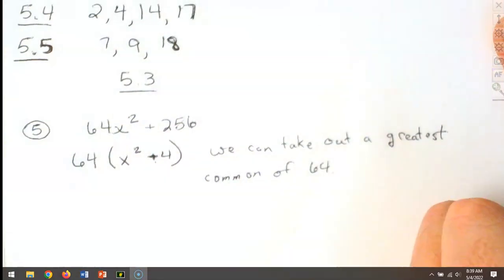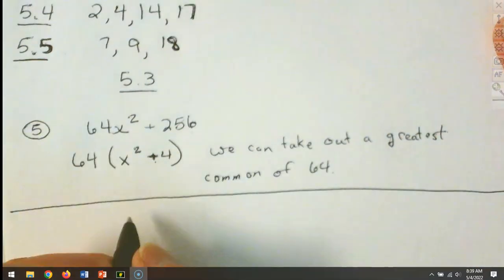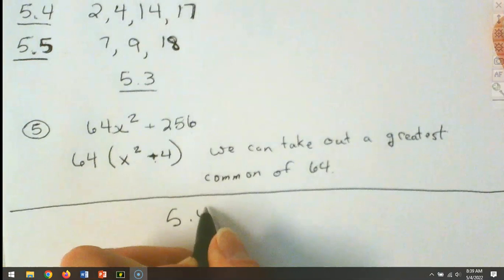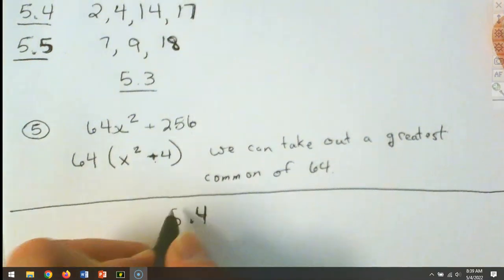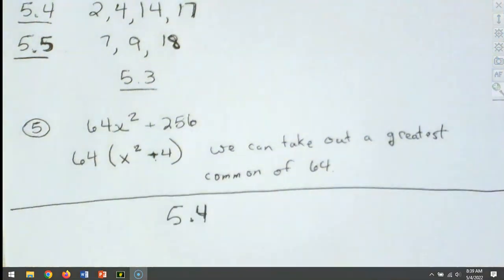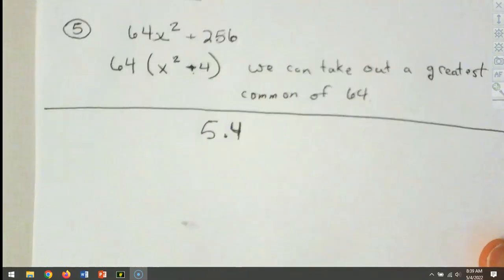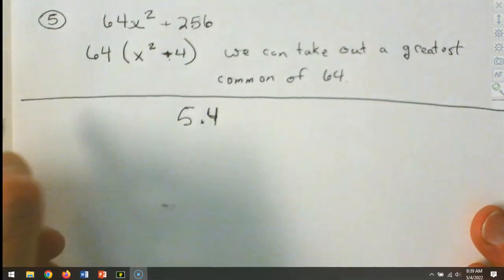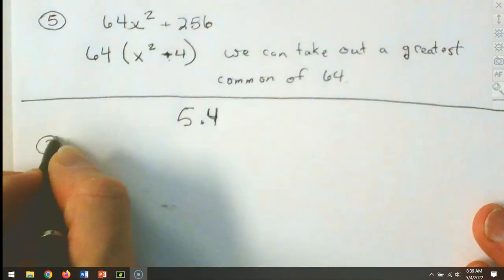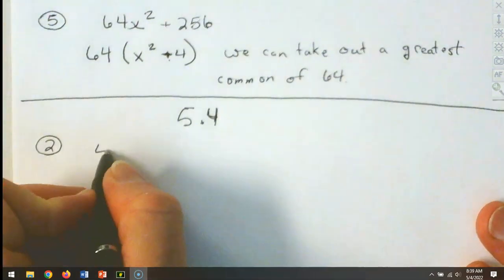Let's now look at 5-4. And we've got a few questions that I picked out of 5-4 to look at. And I tried to pick several of the different types just so we would be aware of all the different ones that you may encounter. So question 2 out of 5-4. 5-4 is all the different factorings put together.